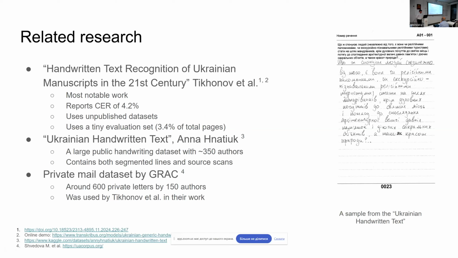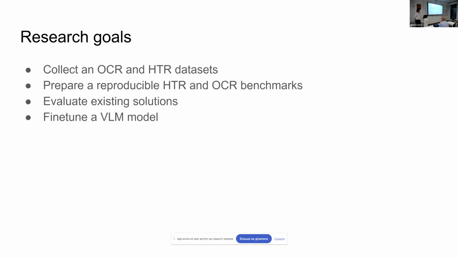And also there is a private mail dataset provided by RAC. It has around 600 private letters authored by 150 people. It was also used in this first work, but sadly this dataset can't be published. But it can be provided to me by the community. So the research goal that I set for myself is to collect OCR and HTR datasets.